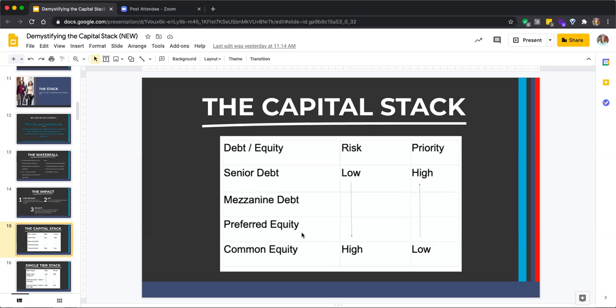So if you see a deal where it says 7 or 8% preferred return, that just means that whoever's in that position, that investor, will get dibs, so to speak, on the first 7 to 8% of the distributable cash flow.